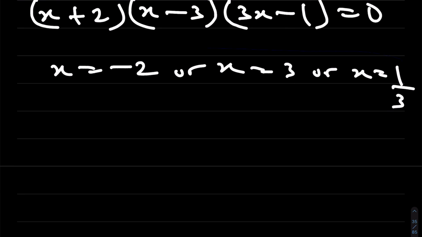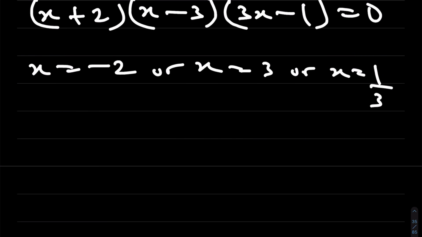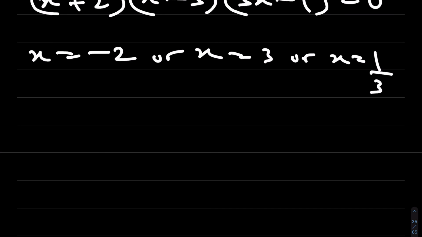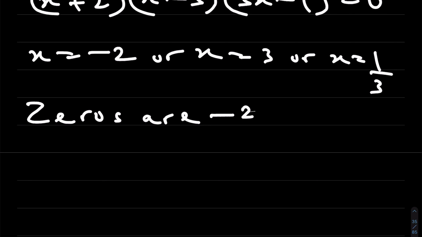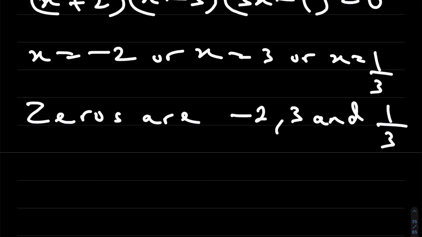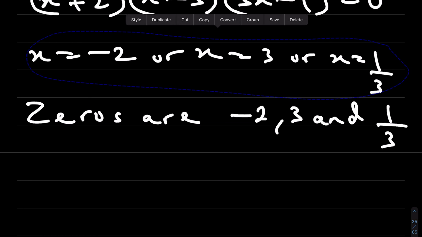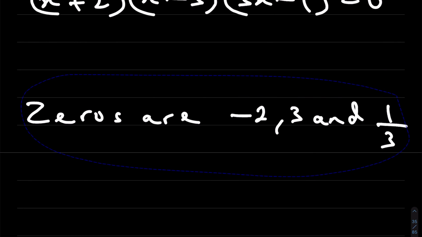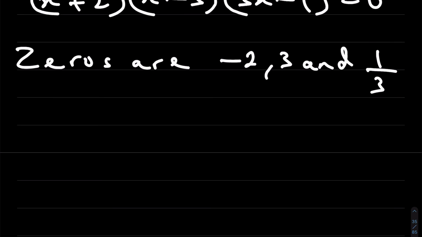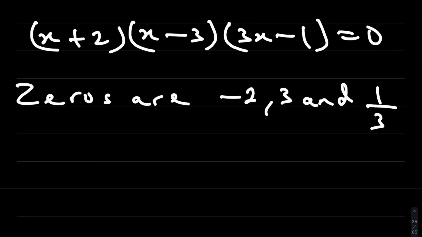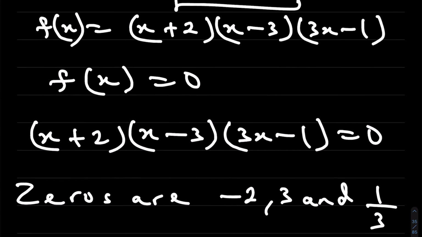Therefore, the zeros of f of x are minus 2, 3, and 1 over 3. I don't think I need to write more; I just need to write the zeros. The zeros of f of x are minus 2, 3, and 1 over 3. And that's it, very, very simply.